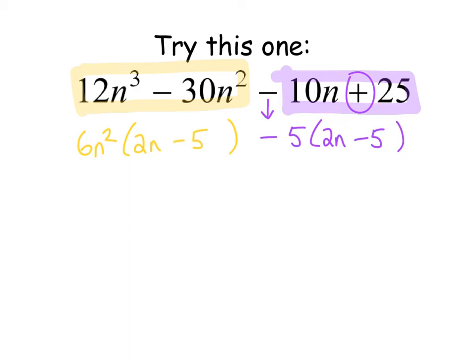Okay, and now we kind of know we're on track because both terms now share this common factor of 2n minus 5. So we can bring the common factor out front, just like we did on the previous step. Always bring the common factor out front. And now looking back at each term, if you took the 2n minus 5 out, you would have the 6n squared and minus 5. Okay, so that would be fully factored. All right, so again, that's grouping.